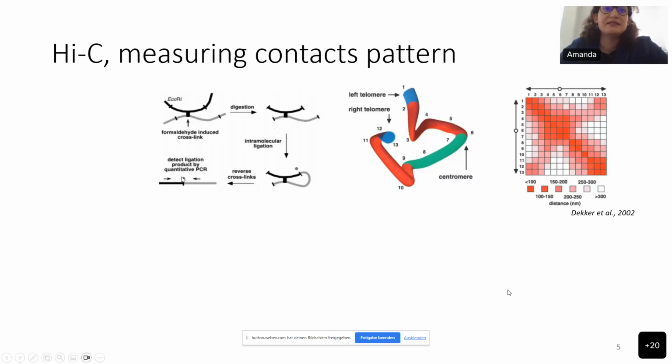And then these pieces are sequenced, and then we have a library, and this one we can map onto the genome reference, and we see which pieces of the chromosome are close to each other. And in the end, we have a matrix like this.